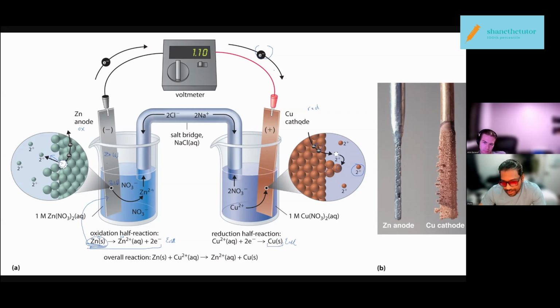So you see that the zinc electrode is solid zinc, but it has these holes in it because some zinc solid atoms are getting oxidized into zinc cation, whereas the copper cathode has copper cations that get reduced into solid copper. So that's why we have that on the right.